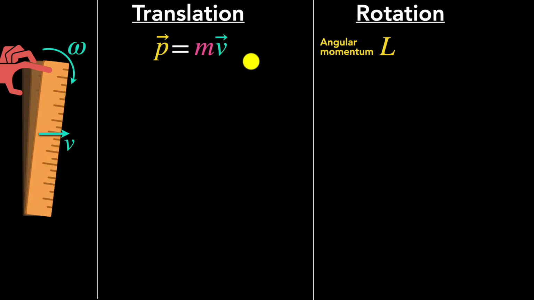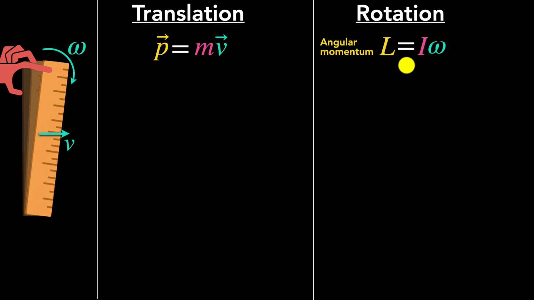Okay, so over here, linear momentum was mass times velocity, right? Well, instead of mass, what's analogous to mass when it comes to rotation? Well, that's rotational inertia, right? And what's analogous to velocity in rotation? Hey, that's angular velocity. So we define angular momentum as the product of rotational inertia and angular velocity. Let's see if this makes intuitive sense. If you increase angular velocity, the angular momentum increases. Does that make sense? Yeah.